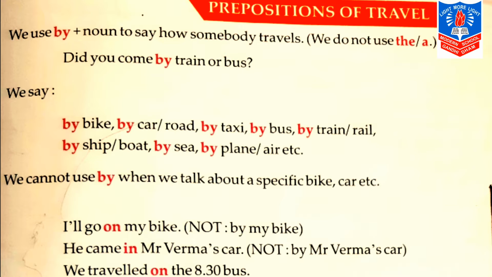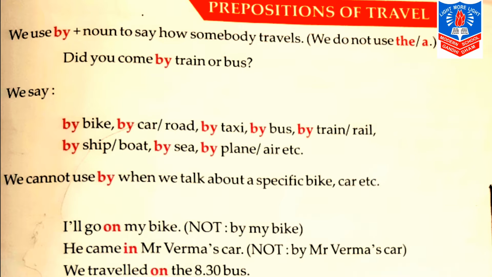We say by bike, by car, by road, by taxi, by bus. I will come by bus. I will come by train, by ship, by boat, by sea, by plane, and by air, etc. We cannot use by when we talk about a specific bike, car, etc.